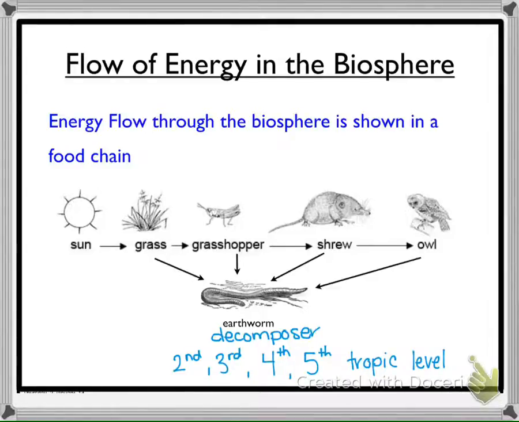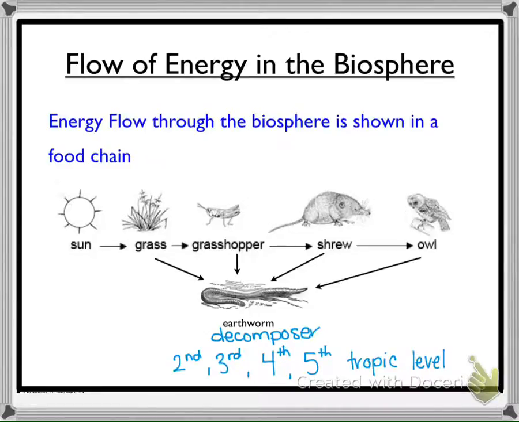Now it's important to note that whether we talk about the earthworm or if we leave him out and look at the end of this chain being the owl, what we need to know is that energy stops at the end of the food chain. So the energy transfer is either going to stop with the owl or it's going to stop with the earthworm, which means that energy never travels backwards through this food chain. The grass is never going to get energy from the grasshopper. The grasshopper is never going to get its energy from the shrew.